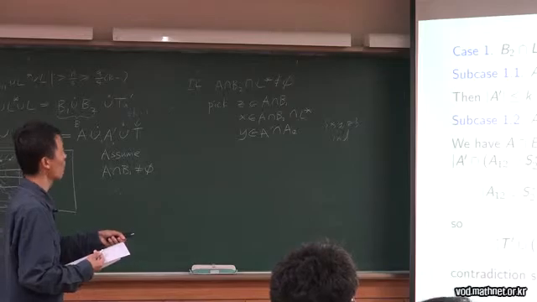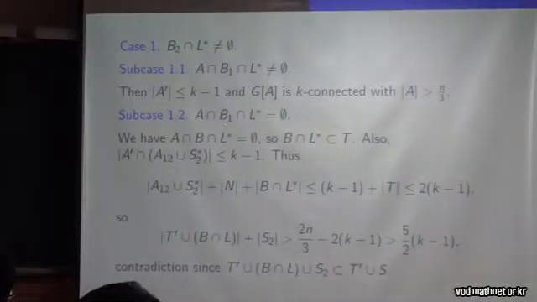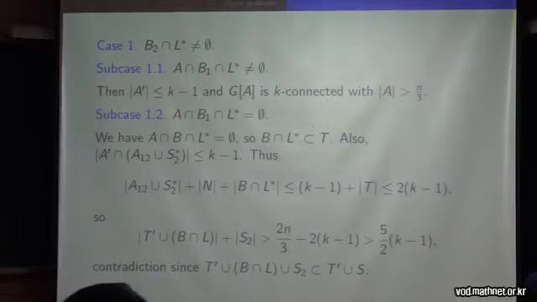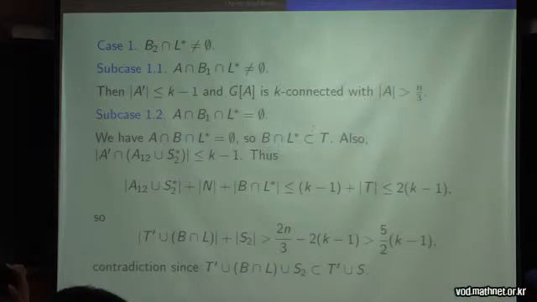So therefore, we have this here because, yes, because A, so now this is true, so A does not meet B intersect L star, and neither does A prime, because L star is up here, and A prime is down here, so it doesn't meet L star. So we have this here, it must be inside T.